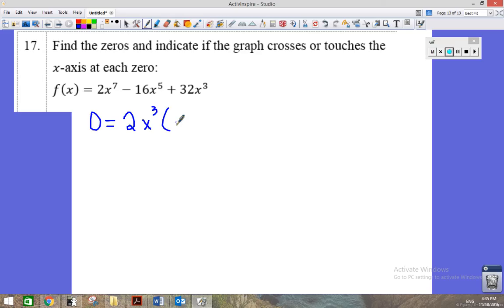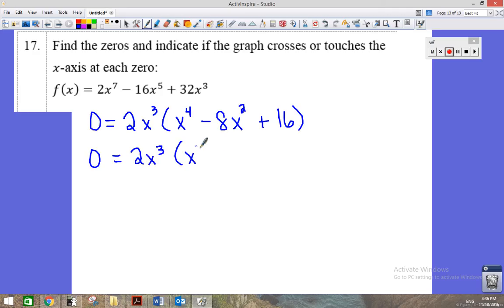What I have now in my first term is x to the fourth, because 3 plus 4 is 7, minus, well, 2 times the negative 8 gives me negative 16. 3 plus 2 gives me x to the fifth, and 2 times 16 gives me the 32. So this guy is in quadratic form. Now I can come in and try the rational zero theorem, which would definitely work, but there's a faster way to just recognize that we can factor this to x squared minus 4 times x squared plus 4.